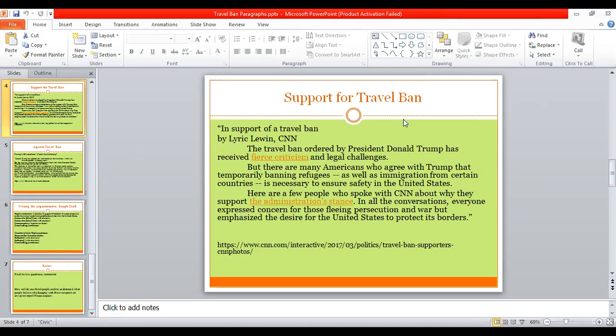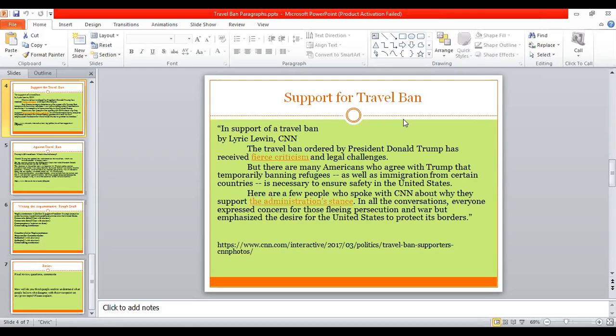In support of a travel ban, by Lyrica Lewin, CNN. The travel ban ordered by President Donald Trump has received furious criticism and legal challenges. But there are many Americans who agree with Trump that temporarily banning refugees as well as immigration from certain countries is necessary to ensure safety in the United States. Here are a few people who spoke with CNN about why they support the administration's sentence.